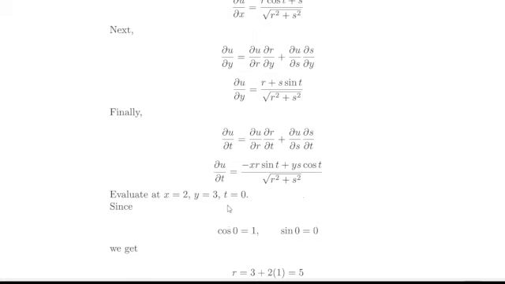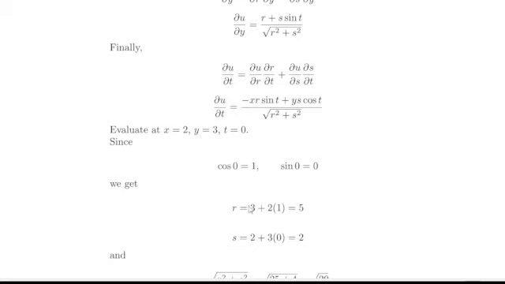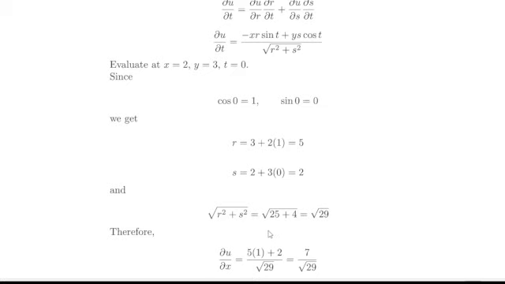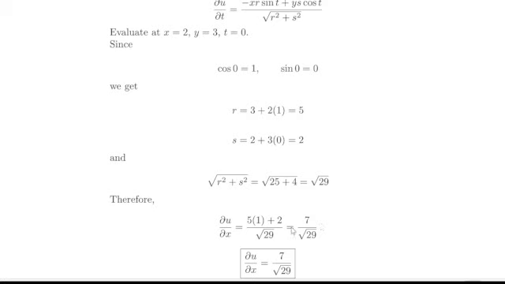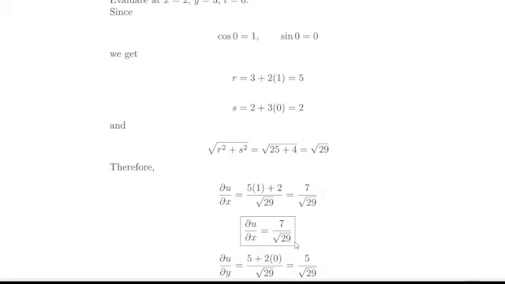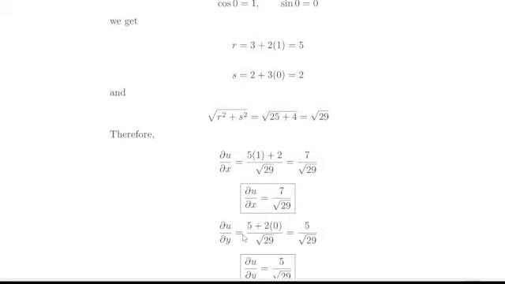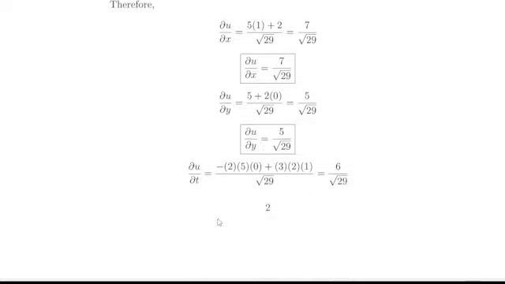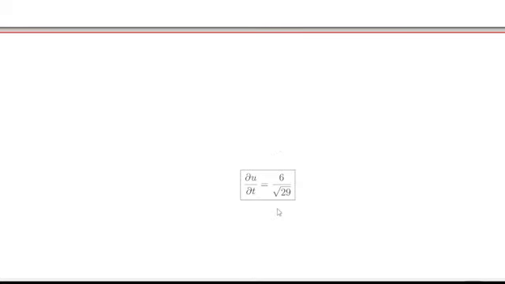Now we can evaluate these at x equals 2, y equals 3, and t equals 0. We get r is equal to 5, s is equal to 2, and the square root of r squared plus s squared is the square root of 29. So then partial u with respect to x is 7 over square root of 29. Partial u with respect to y is 5 over square root of 29. And then partial u with respect to t is 6 over the square root of 29. And so that's going to be our final answers.